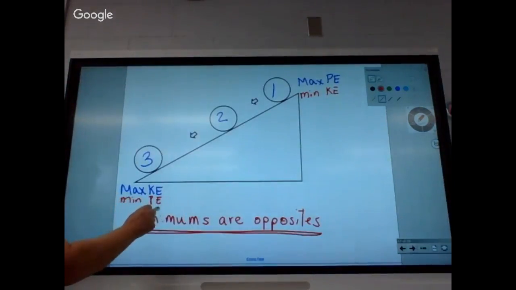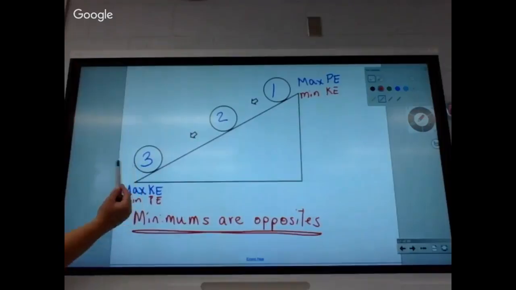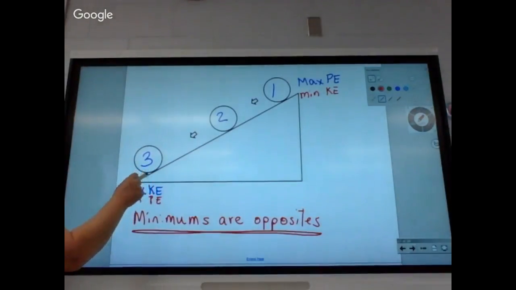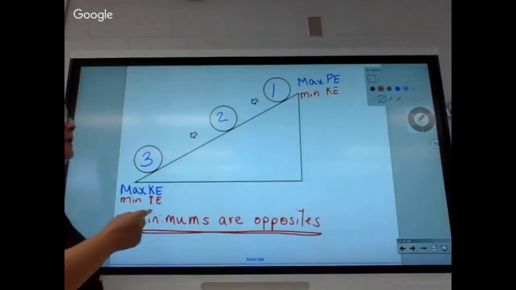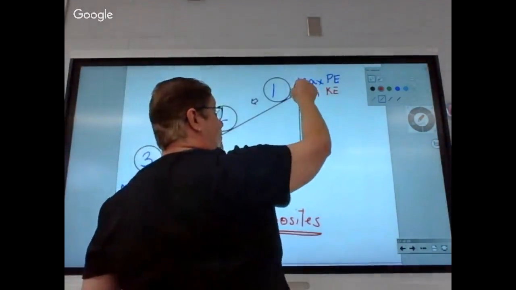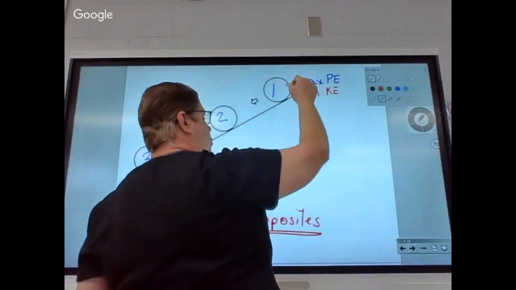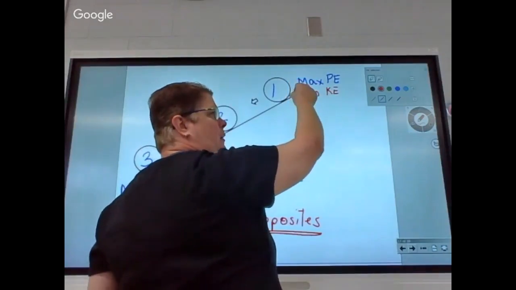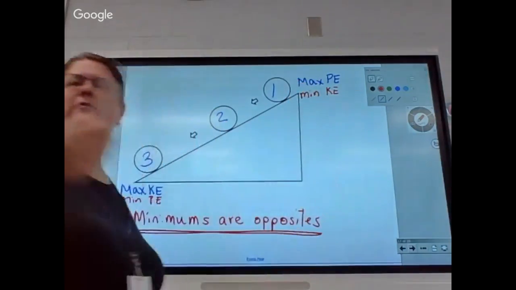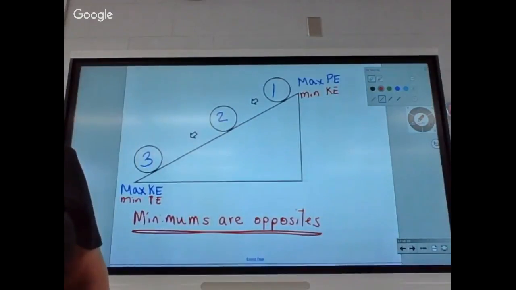Now, if you think about it, why would this be the minimum potential energy? Because it's the greatest kinetic. It is about height, right? What does this not have down here? Height. It doesn't have any height. This is about having the greatest speed, right? What don't we have at the top of a hill? Speed.